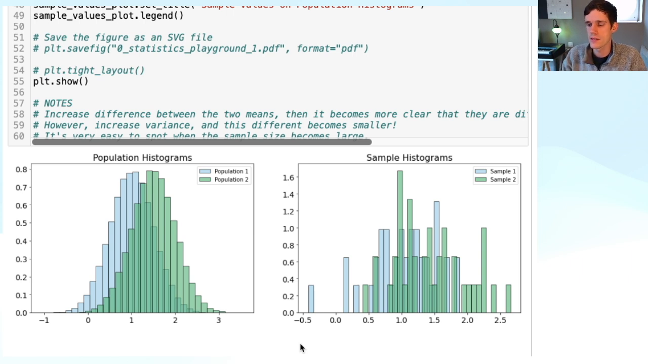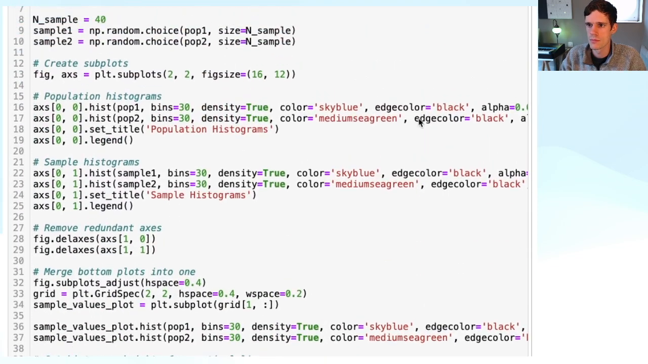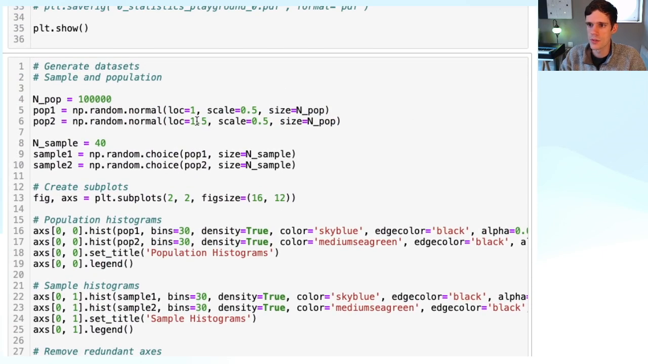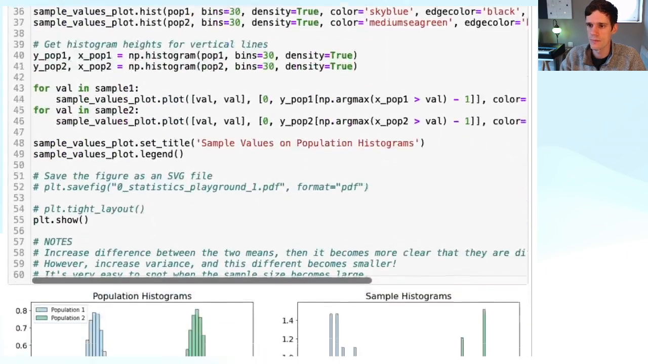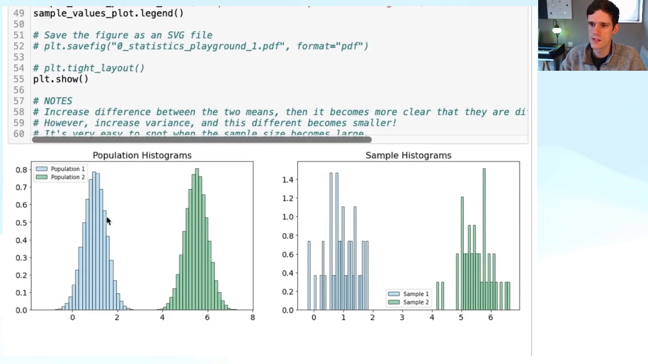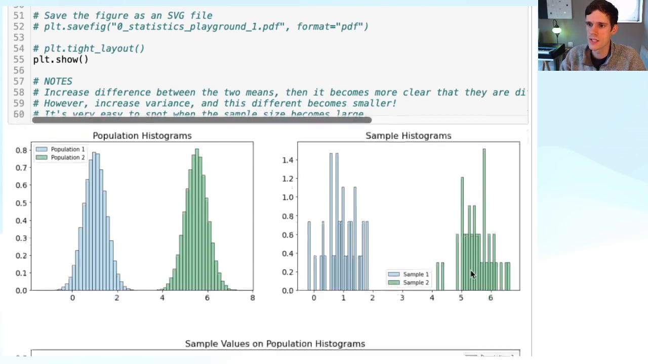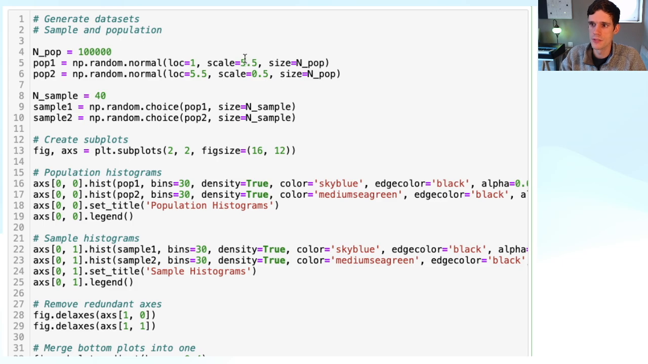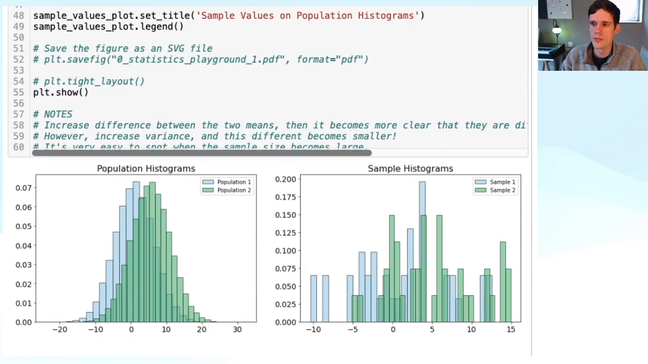Now, we can make this exercise easier or more difficult by just changing the parameters. Let's, for instance, change the parameters of our populations such that they are much more distinct than they are now. If we run this cell, then we indeed see that the populations are much further apart from each other, and therefore the corresponding samples are also much easier to distinguish. However, if we then change the variance of both of our populations, then we see that it again becomes very difficult to see, even more difficult than before.